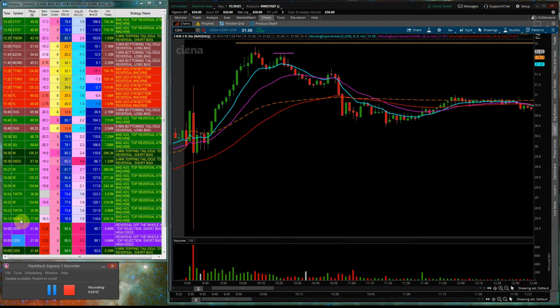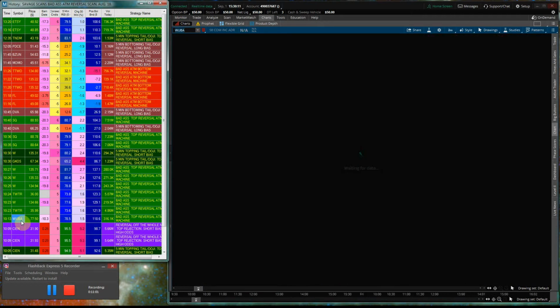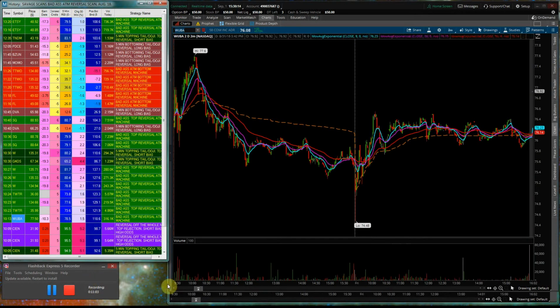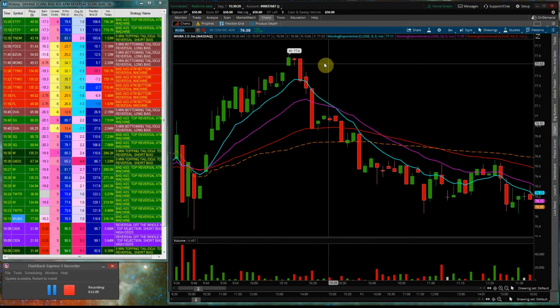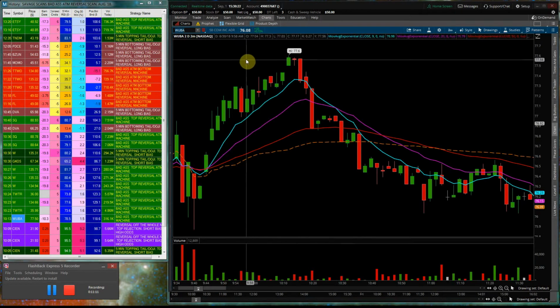Okay, so the next one is WUBA, W-U-B-A. Let's have a look at WUBA. Let's zoom in on this because it's a slightly different one. So with WUBA, there is a signal, but it's a little bit more subtle.